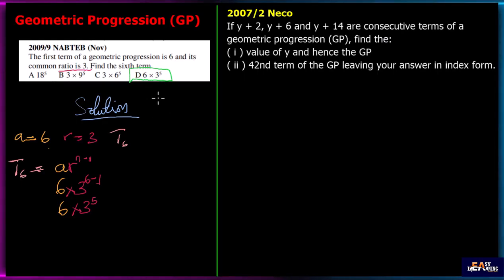Okay, and let's take another question. 2007 NECO question. This was not an objective question, it was a theory question. It says, if y plus 2, y plus 6, and y plus 14 are consecutive terms of a geometric progression, find (I) the value of y, and hence the GP, (II) the 42nd term of the GP, leaving your answer in index form. All right, try to solve it and we compare our answers.